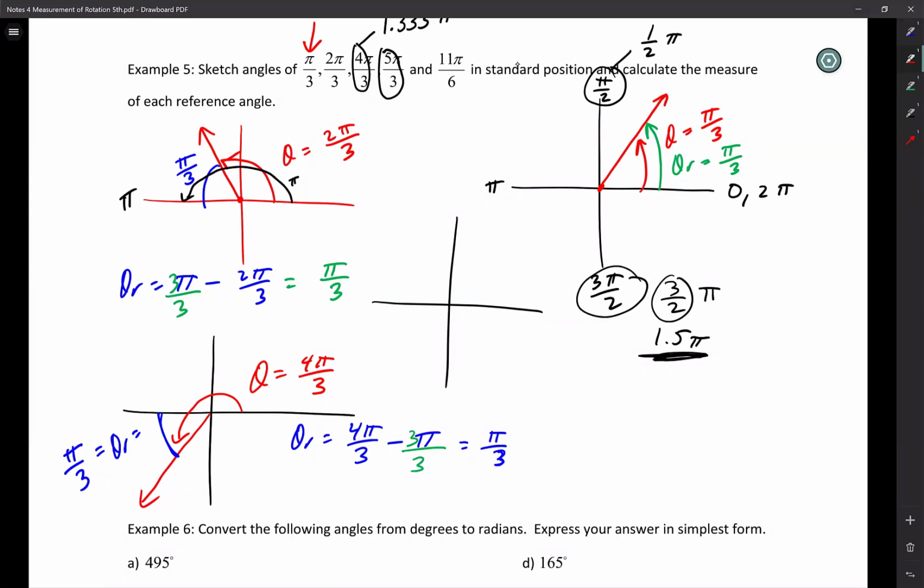5 pi over 3. So let's see. That is like saying 5 over 3. 3 goes into 5 one time, and you're going to have 2 left over. So that's like saying 1 2/3. So that's 1.666. Oh, that's a bad number. I don't want to see that. 1.66 goes on forever, with a pi on it.